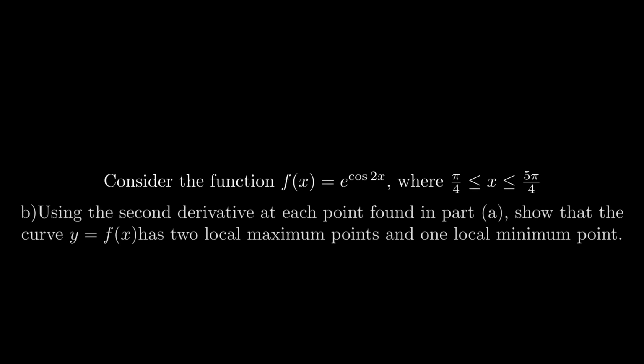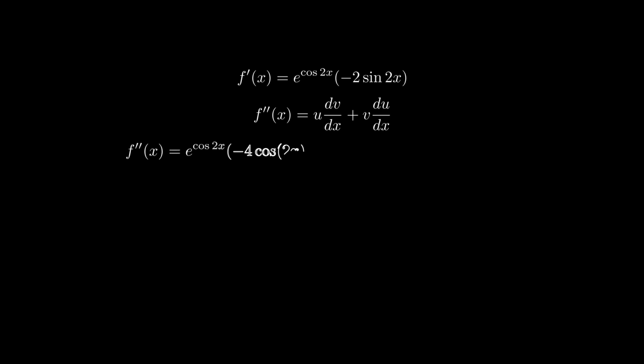To solve part B, we need to take the derivative of what we solved in part A. The first order derivative is equal to e to the cosine 2x times minus 2 sine 2x. In order to take the derivative of this, we need to use the product rule. The product rule works by splitting the function into its two individual functions, label them u and v. We have then u times the derivative of v plus v times the derivative of u, and this is our second order derivative.